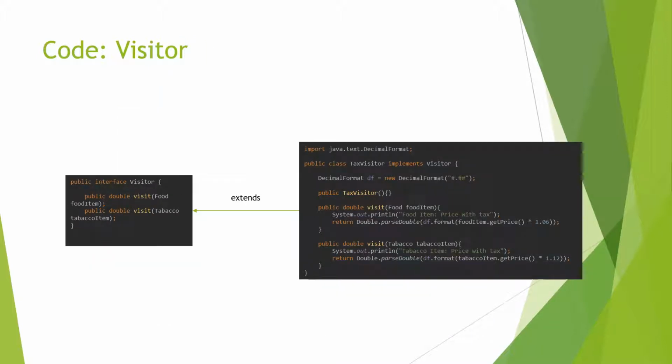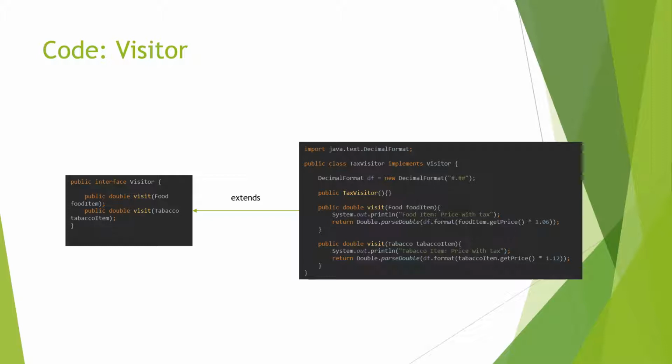Next, we have the visitor object, which extends the interface visitor. In this case, our concrete visitor is called tax visitor, which implements visitor. In tax visitor, to make it simple, what we did was we included a Java library called decimal format, which just allows for us to return double numbers with 2 decimal places. We have an empty constructor because in this example we didn't need it, but you could use this for other examples if you needed to.